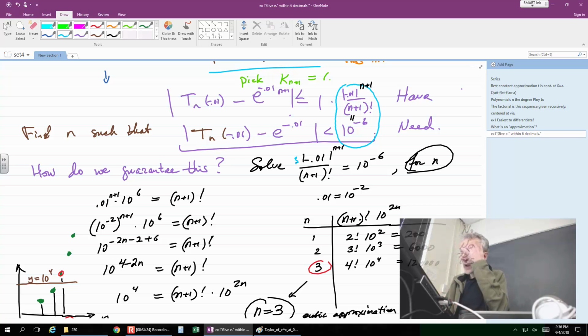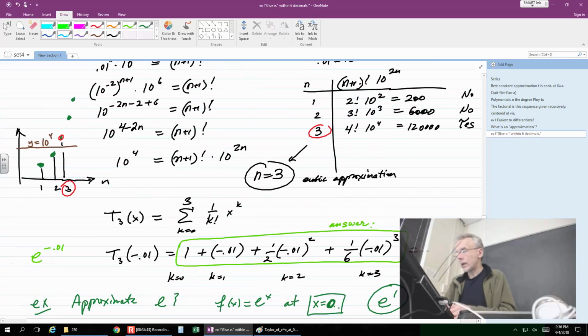In fact, it appears that you're still going to need no more than a cubic Taylor polynomial in order to have the same 6 decimal accuracy, it appears. Well, anyway, that's how we approximate things.